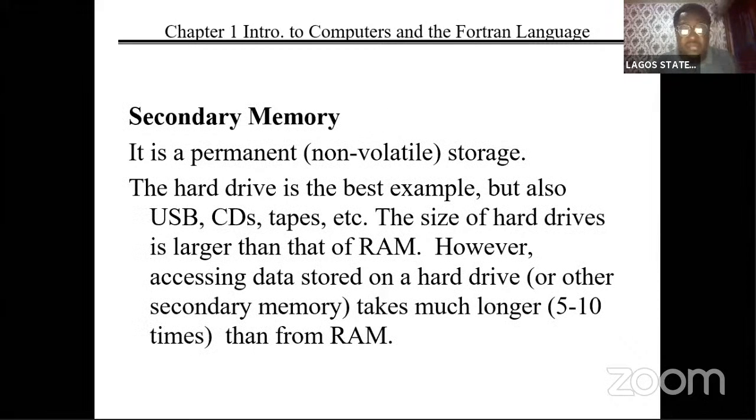But the secondary memory is non-volatile and is a permanent storage. You put a flash drive in your pocket, you store your data, you take it from one point to the other. If power got shut down, you still take your flash drive and you move away with it. Your USB flash drives and hard disks are examples of permanent storage. Of course, the sizes are larger than that of the RAM. However, if you want to access the hard drive, it will take you a longer time, like 5 to 10 times longer than the time it takes to access your RAM.